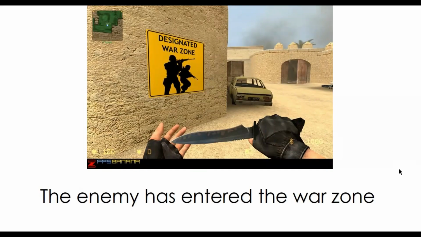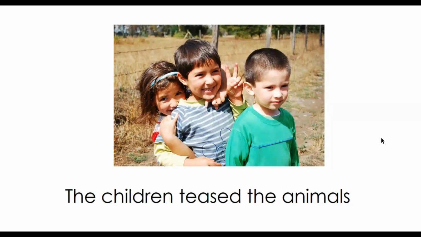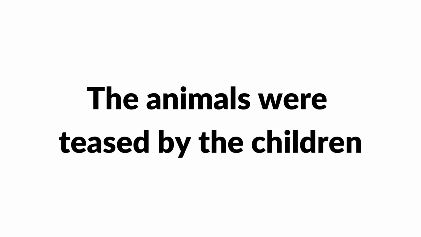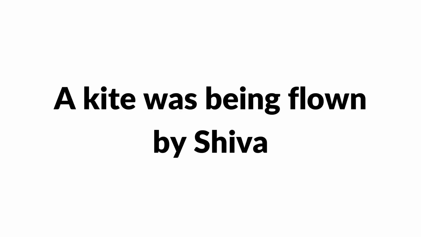The enemy has entered the war zone. The war zone has been entered by the enemy. The children teased the animals. The animals were teased by the children. Shiva was flying a kite. A kite was being flown by Shiva.